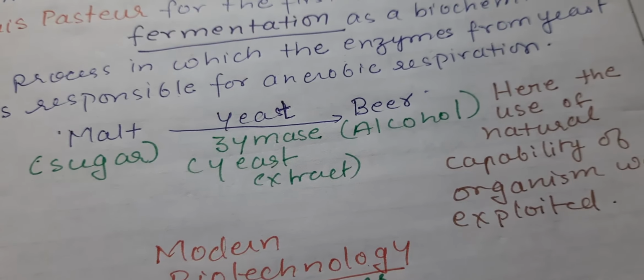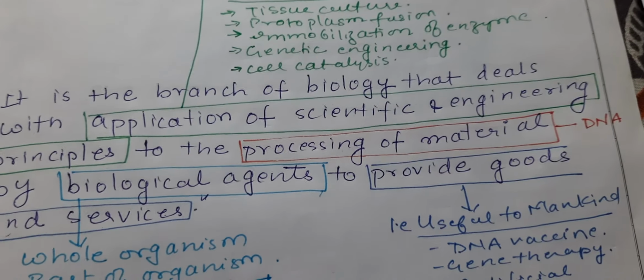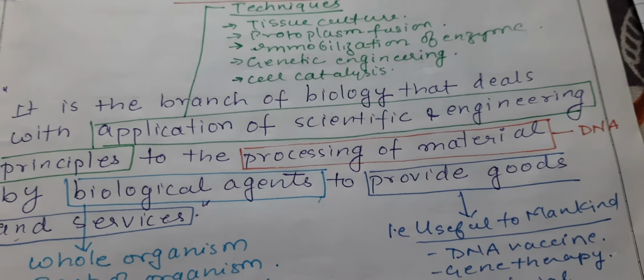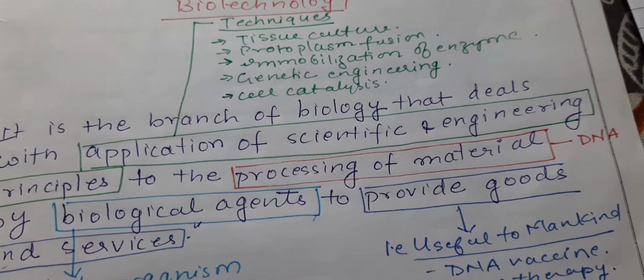Now let's talk about modern biotechnology. The definition of modern biotechnology is: it is the branch of biology that deals with application of scientific and engineering principles to the processing of material by biological agent to provide goods and services. Now I'll break down this definition to make you understand what it tells you. Here we are talking about the application of scientific and engineering principles, so that is nothing but technology.